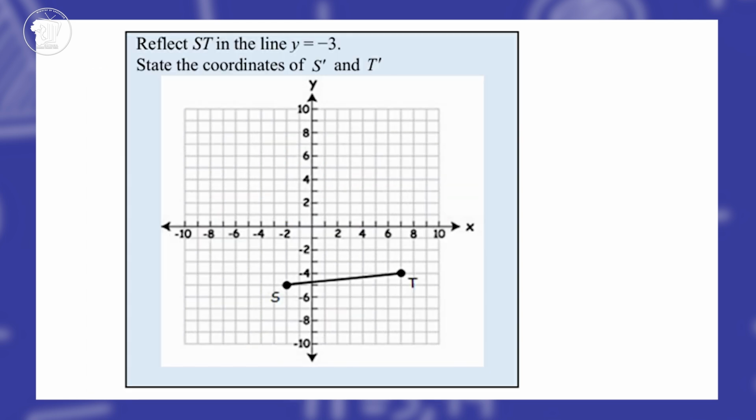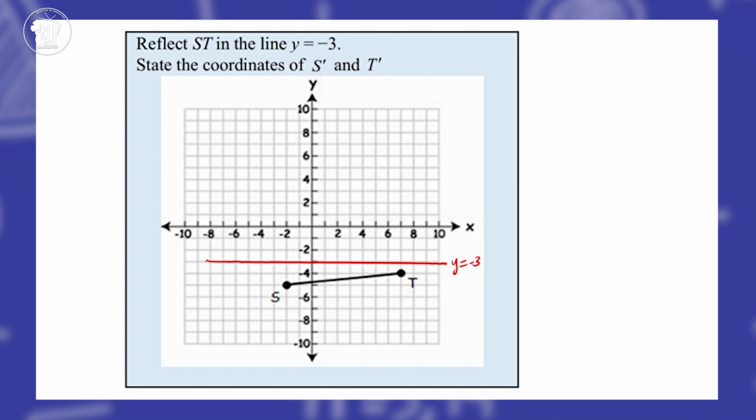So let's look at another one. Let's look at how we can perform a reflection. So it says you reflect ST in the line y equals negative 3, and then state the coordinates for S prime and T prime. So y equals negative 3, we must draw that line first of all. So we know if here is negative 4 and here is negative 2, negative 3 would be this line here. So we draw a straight line through that. And this would be the line y equals negative 3.